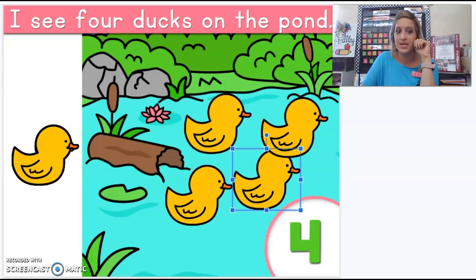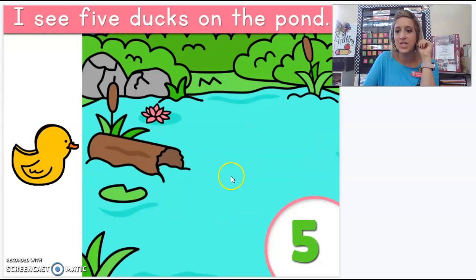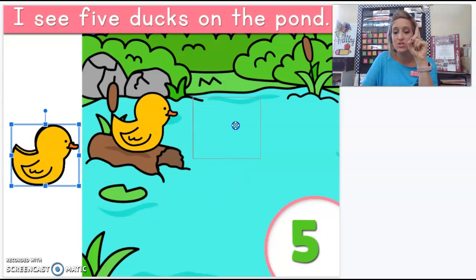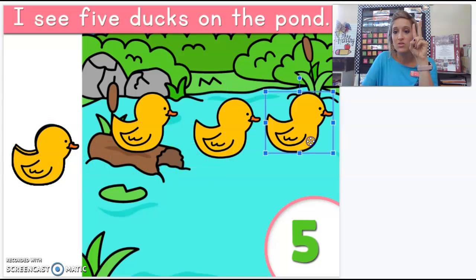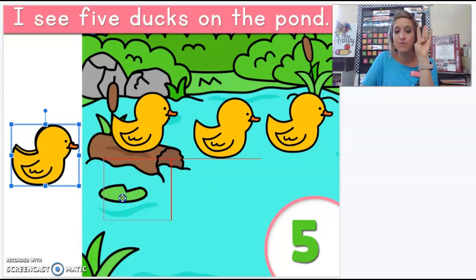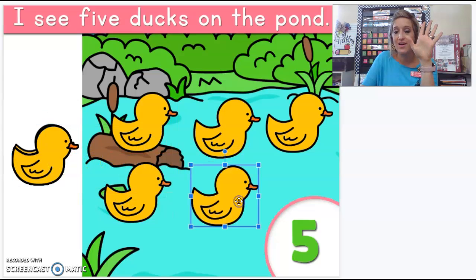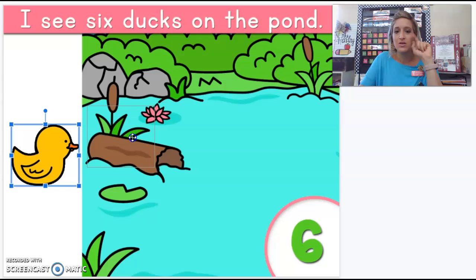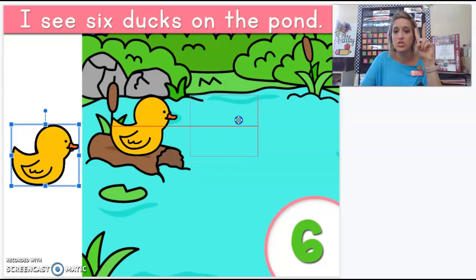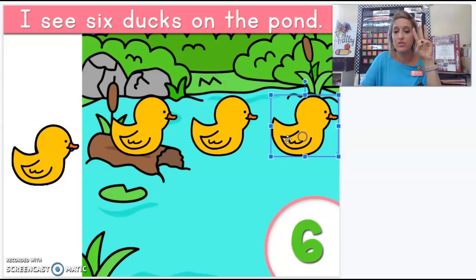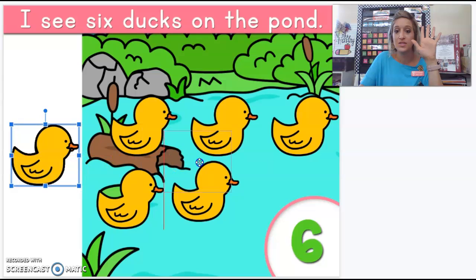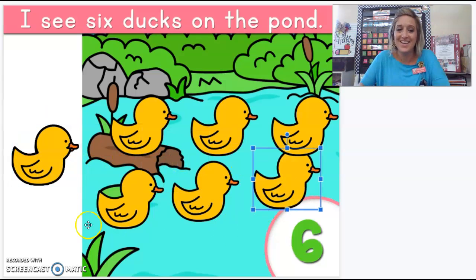Good. We're going to keep going. Get your brain ready. 5. We need 5 ducks. 1, 2, 3, 4, 5. Good. 5 little ducks. Ooh, now we need 6. Ready? 1, 2, 3, 4, 5, 6. Good.